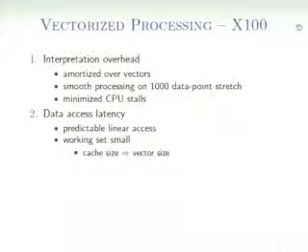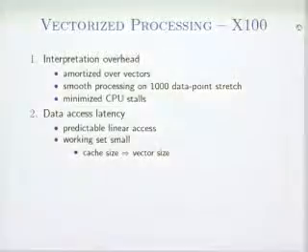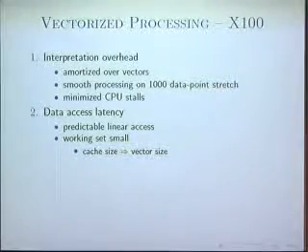So clearly, if you look at the X100, interpretation overhead is gone, because I amortized over 1,000 and it's hidden. Also, data access latency is gone if you play your cards right. The reason is you do extremely predictable memory accesses. You're scanning linearly the independent columns. You're partitioning them into vectors. That's just virtual.